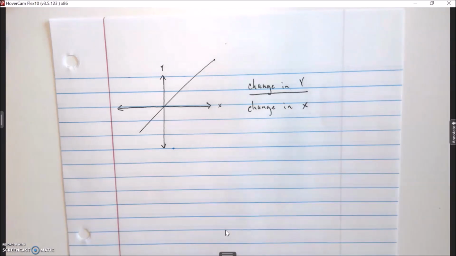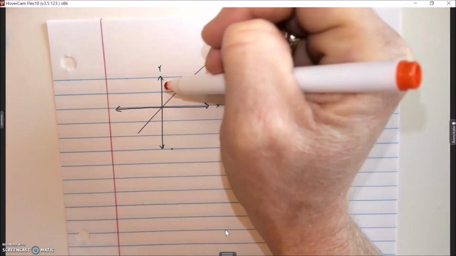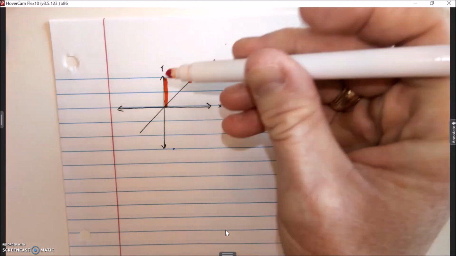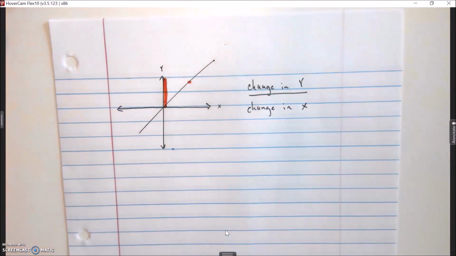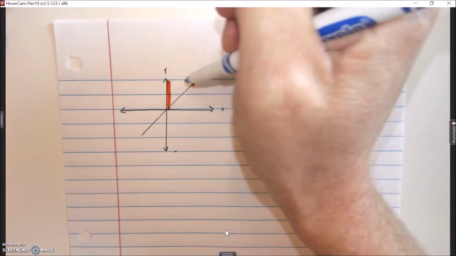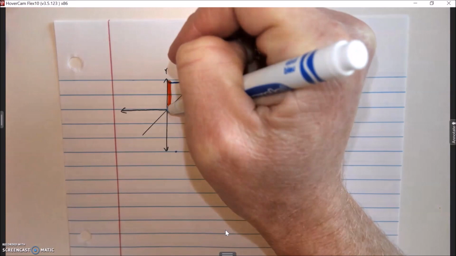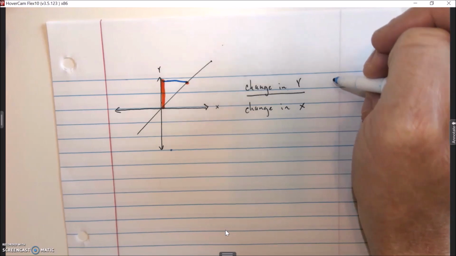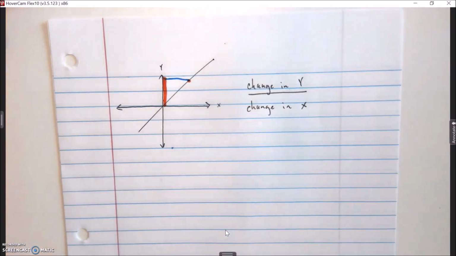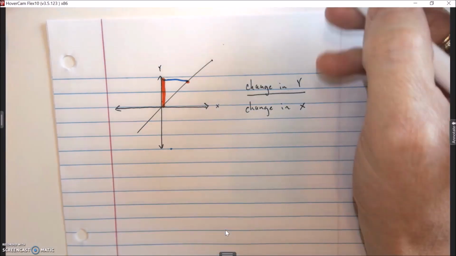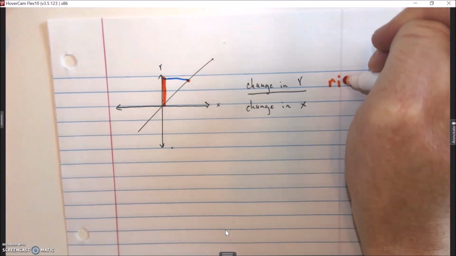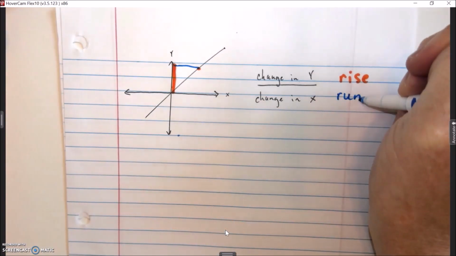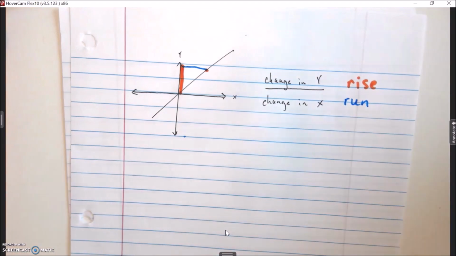We typically write them in fraction form. The change in y, so if I start here and I want to go here, the change in y is from here to here. That is the change. You look at the numbers here, and then the change in x is the horizontal. It's from here to here. So I put something here in x, now I put something here in x. That is my change. We're going to get into specific examples in a second, but you may remember this as rise over run. That is how we typically see slope.